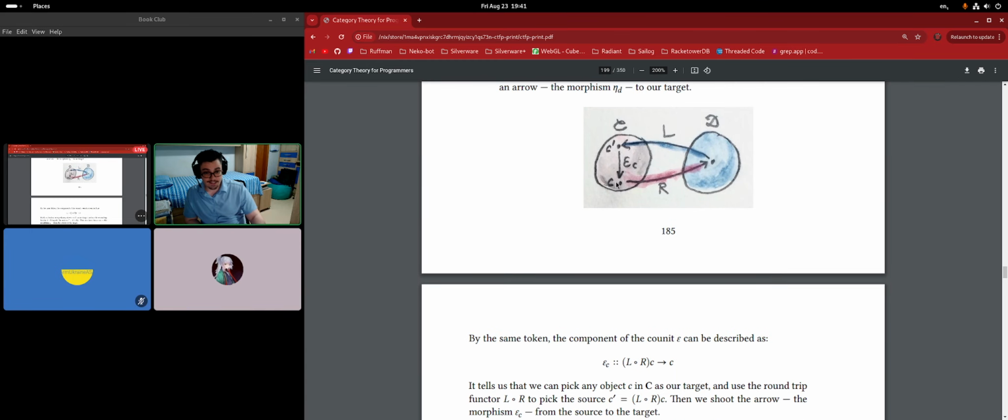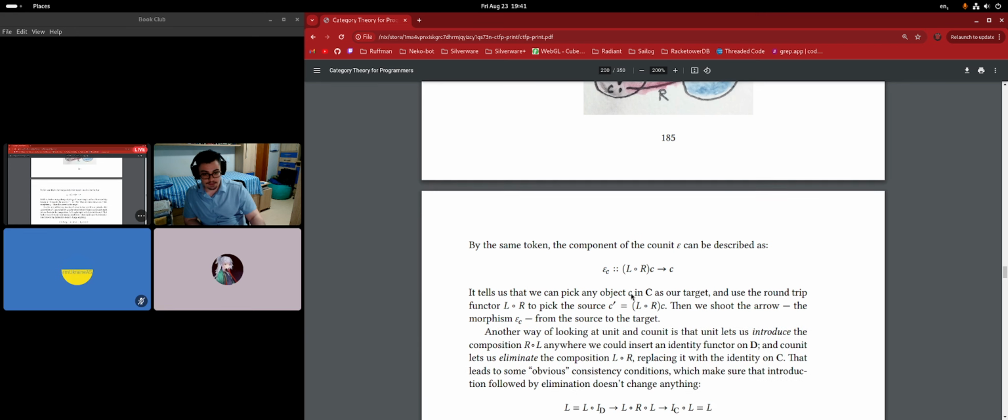Because we start with C, then if you lift using R, you go to this point on the right. And then if you lift again, you go to L. And then we're establishing that there is a way to go from C prime to C using sigma at component C. It tells us that we can pick any object C in C as our target and use the round trip functor, the same thing, well, symmetric as before. Then we shoot an arrow from the source to the target.